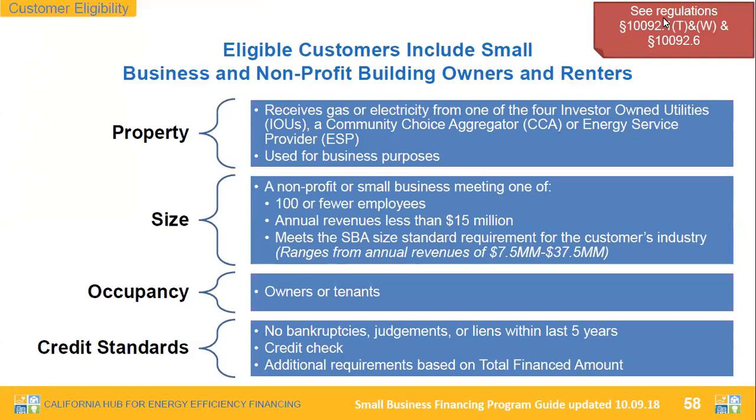And that 100 or fewer and 15 million, that's based on a California Department of General Services kind of small business designation. So we didn't just pull that out of thin air. There's a little bit of precedent for it. These can be owners or tenants. And then there are some credit standards.